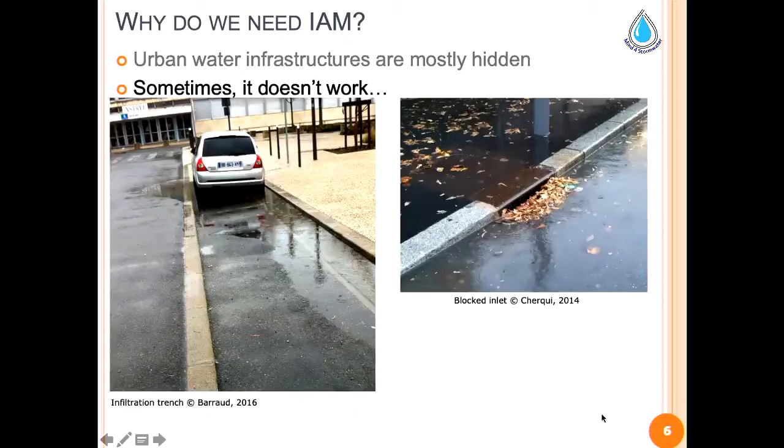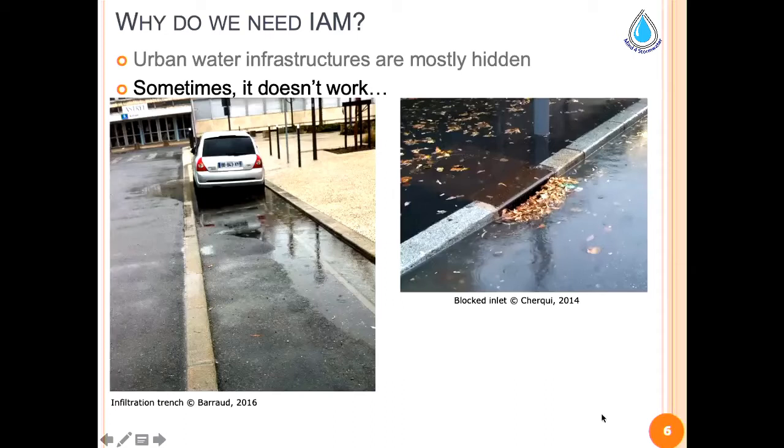The second point is, as any asset, sometimes it doesn't work. And it may not work from the beginning. This is, for example, on the left, an infiltration trench that has been clogged maybe a few months after the construction. It has been clogged mainly because they didn't expect the weight of the car and many debris that went in the infiltration trench.